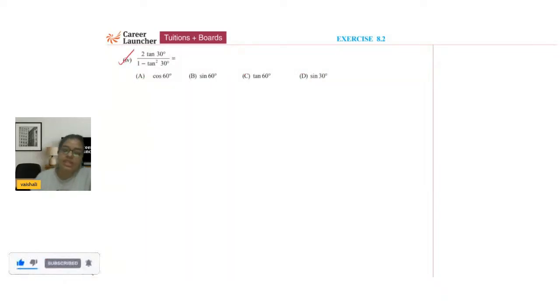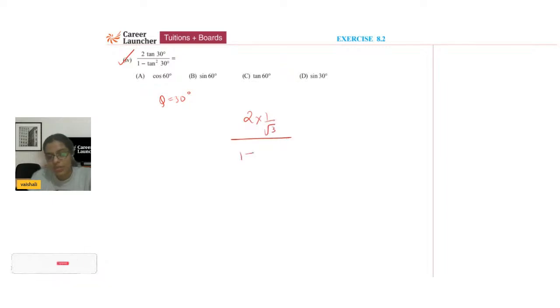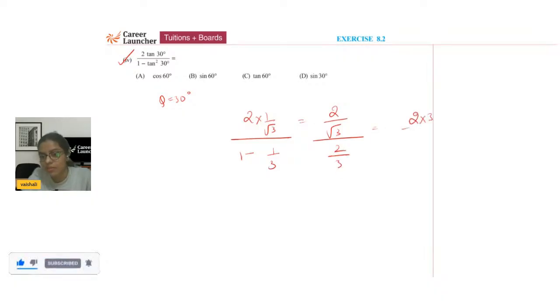This is the next question. Try this out. 2 tan theta divided by 1 minus tan square 30 degrees. So theta here is 30. So 2 into 1 by under root 3 divided by 1 minus 1 by under root 3. But if I'm taking the square of it, this will be 1 by 3. So 3 minus 1, this is 2 by 3. And if I write this down once again, these two will get cancelled. And if you rationalize this, you will get under root 3 only. Okay. And in which scenario do we get under root 3?